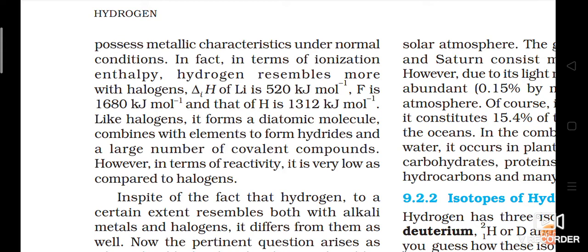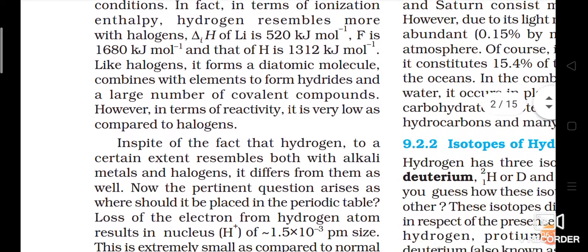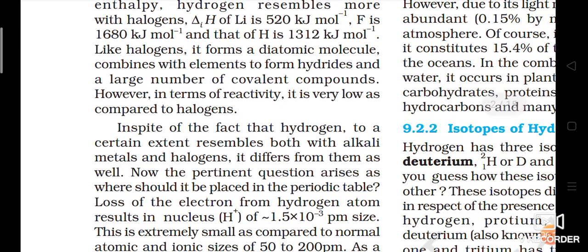However, in terms of reactivity it is very low as compared to halogens. In spite of the fact that hydrogen to a certain extent resembles both alkali metals and halogens, it differs from them as well. Now the pertinent question arises: where should it be placed in the periodic table? It should be placed separately.